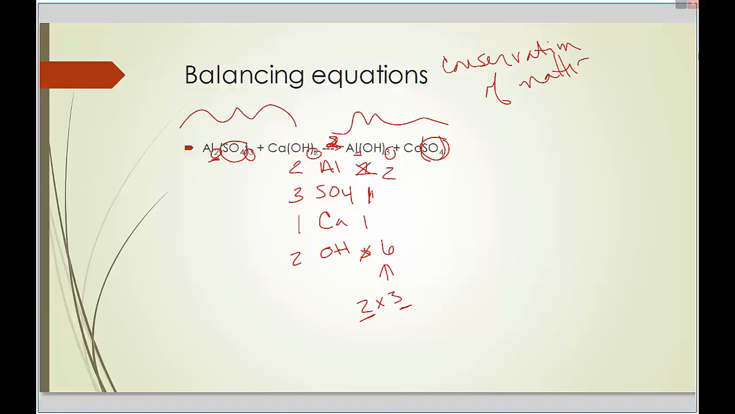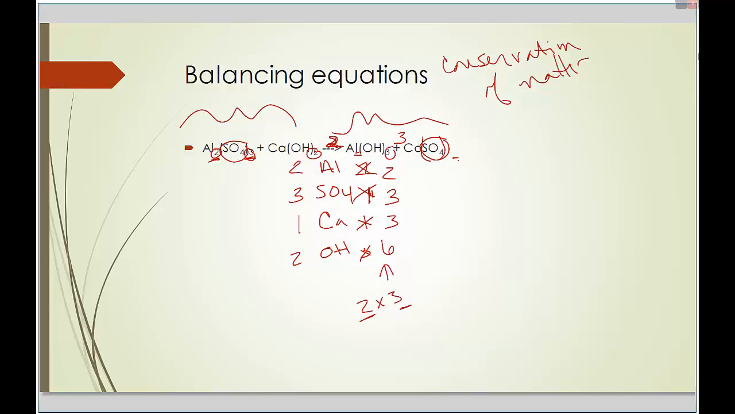Sulfates, we have 3 on the left. We only have 1 on the right. To balance that out, I put a 3 in front of the calcium sulfate, because 3 times 1 is 3. That also changed the number of calciums I have. I now have 3 calciums. So if I go back, aluminum is still balanced, sulfates are still balanced, so we can go on to calciums.